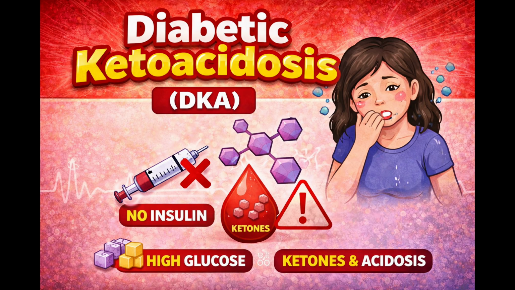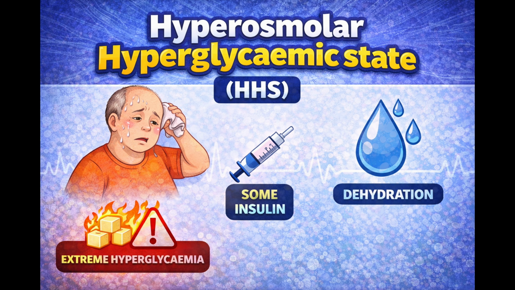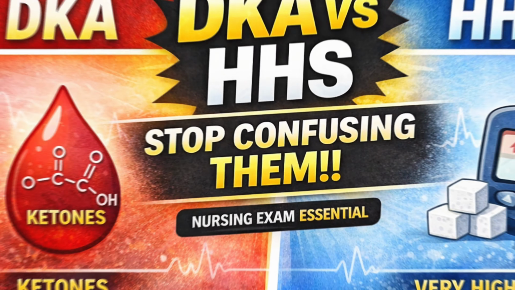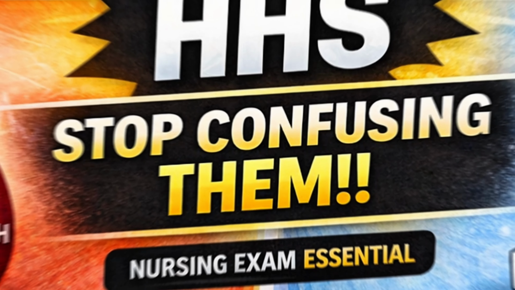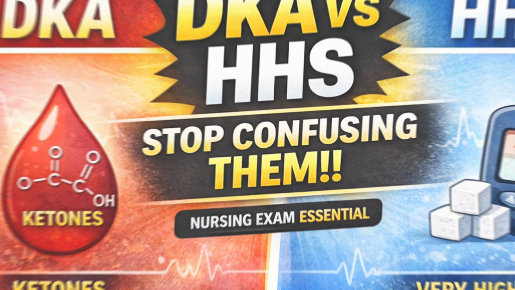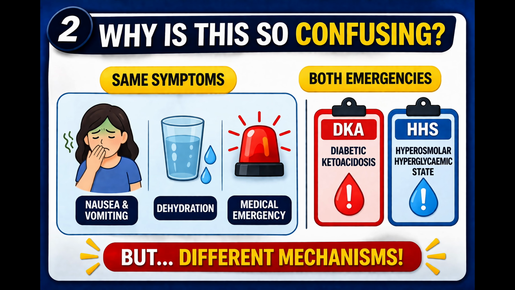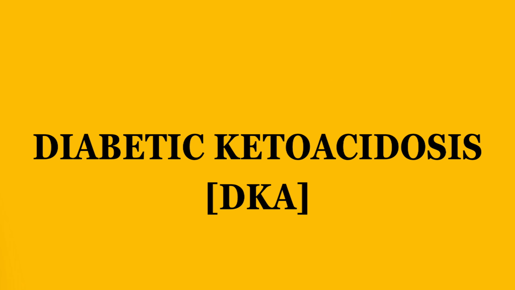Diabetic ketoacidosis (DKA) and hyperosmolar hyperglycemic state (HHS). Most nursing students mix this up, but it is actually much simpler than you think. They have similar signs and symptoms, but they are both emergencies. So why are they completely different? Let's start with diabetic ketoacidosis (DKA).